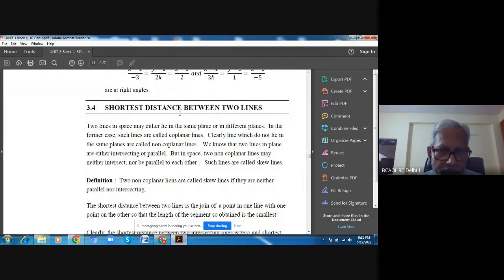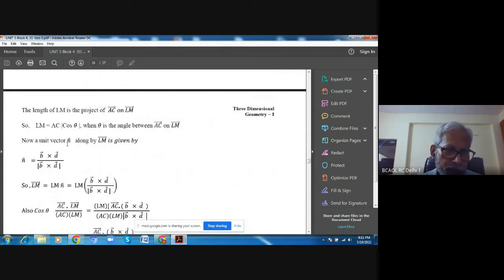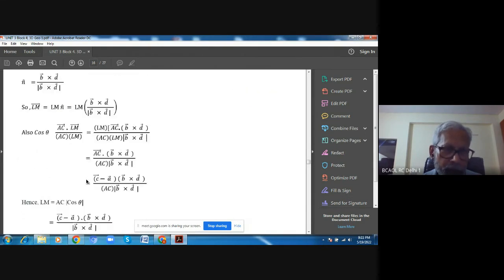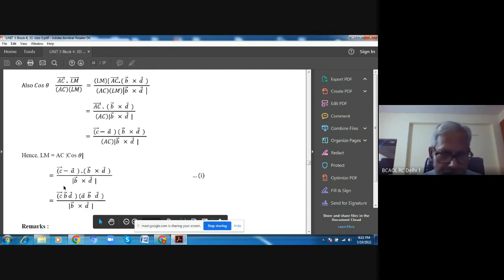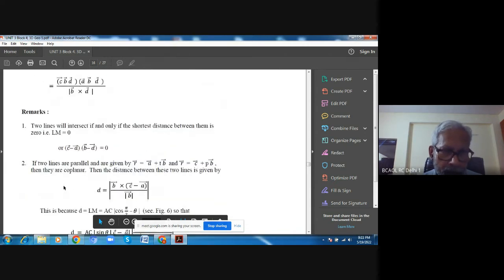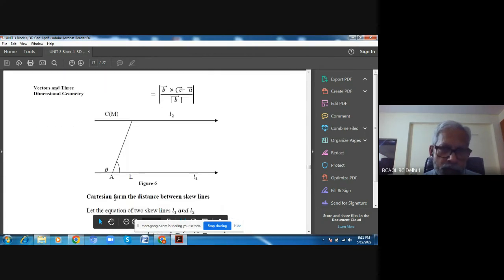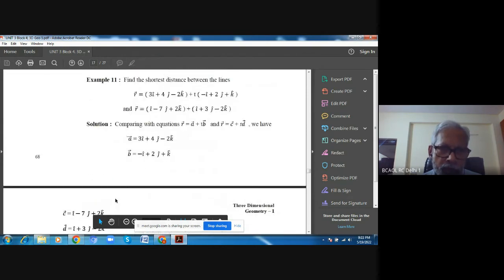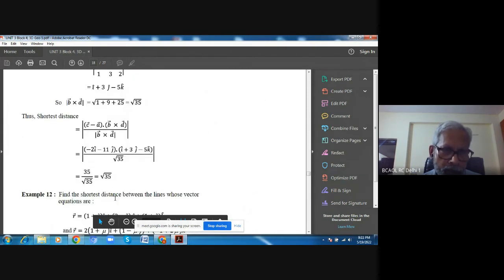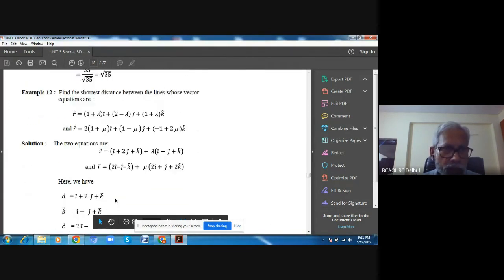Shortest distance. Shortest distance, I think yesterday we have discussed already. So this is the formula. Yes, this is the formula. Shortest distance. Yes, C minus C, these things. So you can find it in yesterday's note. This is the familiar thing. You can get it. I think this also we have discussed yesterday.